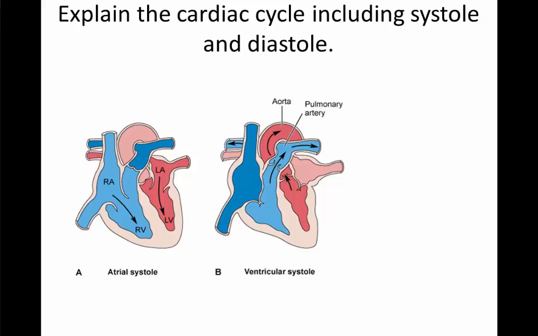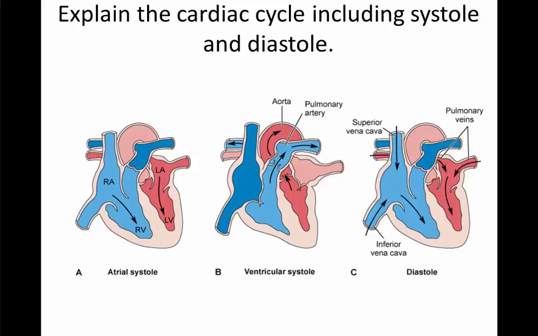Because the atria are relaxing and the ventricles are contracting, the tricuspid and bicuspid valves are closing to prevent the backflow mentioned earlier in the unit. The blood instead goes up into the aorta and the pulmonary arteries. Then we have diastole. The atria are fully relaxed and the ventricles relax themselves as well.